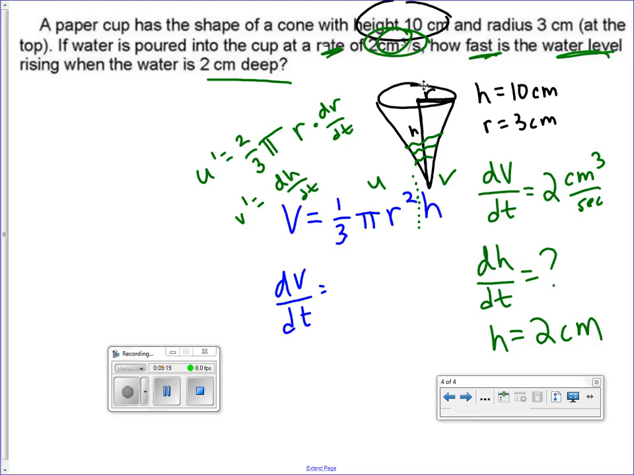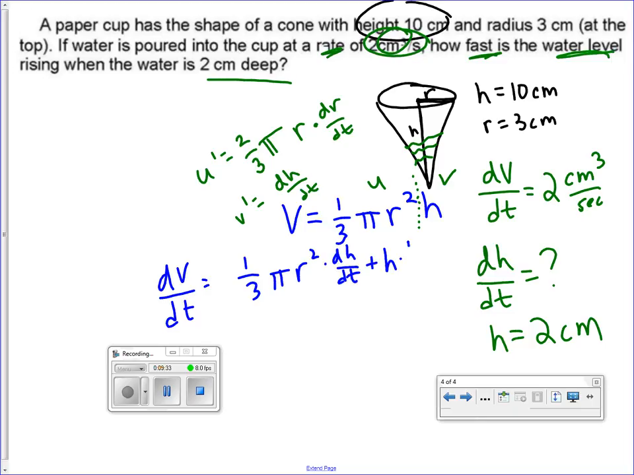So I can finish my product rule now. So it's going to be u v prime plus v u prime. u prime is 2/3 pi r dr/dt.